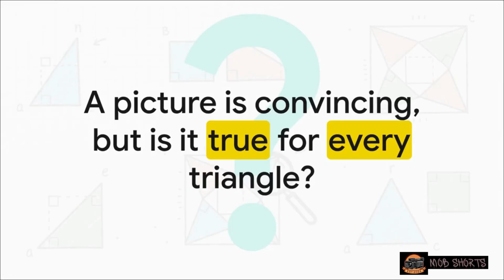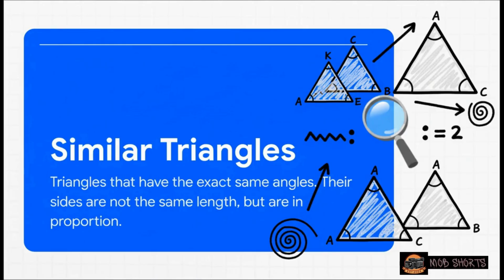So, yeah, how do we go from a cool picture to a rock-solid mathematical certainty? A proof that leaves absolutely no doubt. This, my friends, is where geometry gets really elegant. So to get this proof, we need to talk about something called similar triangles.